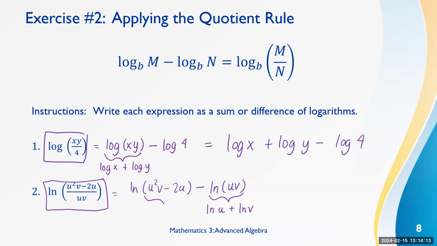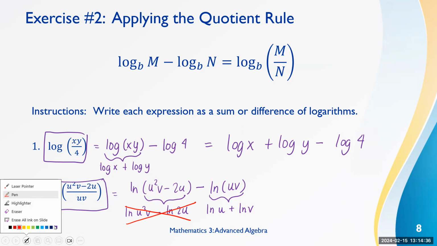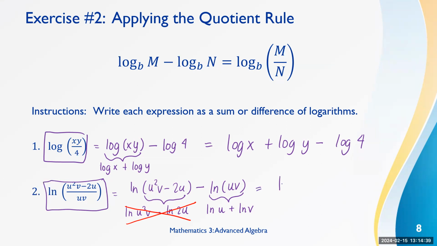So, dito naman sa first term, hindi natin pwedeng i-break down to. Okay, so take note, this is not equal to this one. So again, this is wrong. You cannot separate the term anymore inside of this logarithm. So our final answer would be ln of u squared v minus 2u minus the quantity ln u plus ln v.